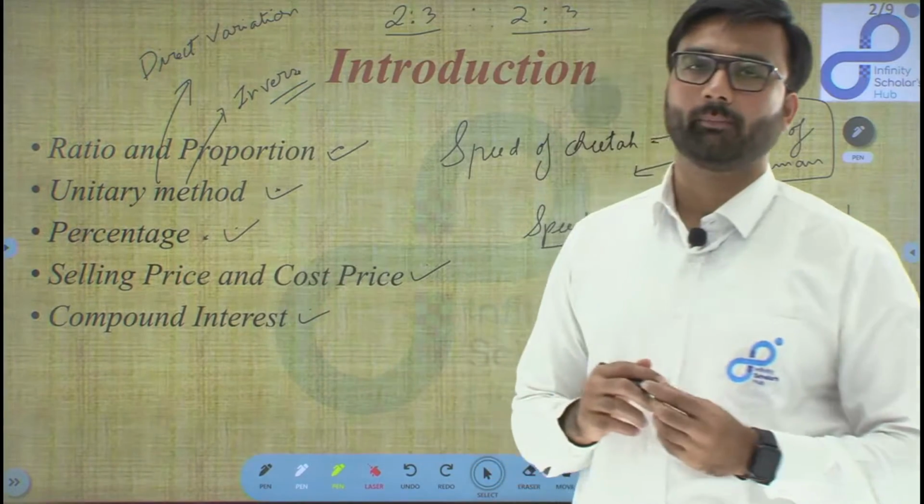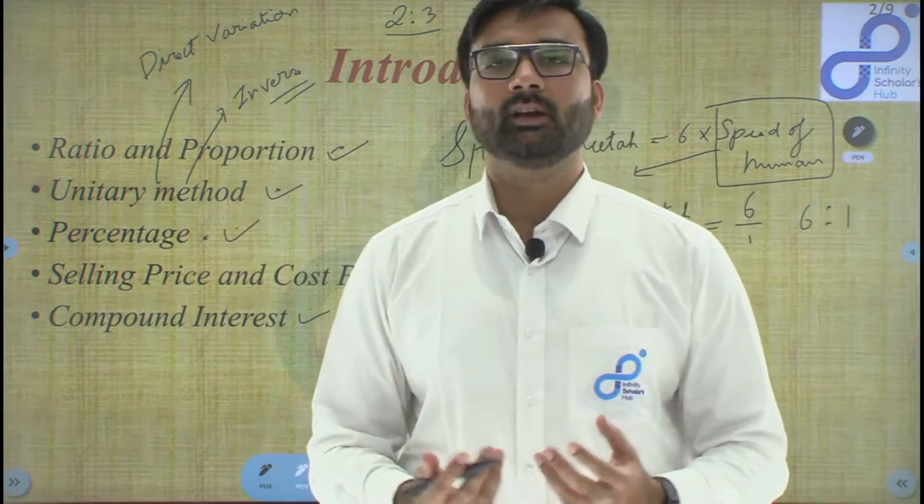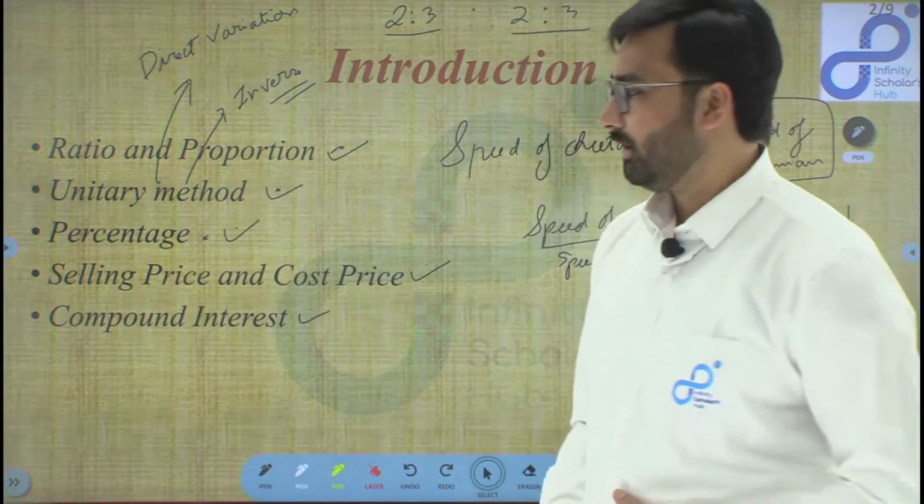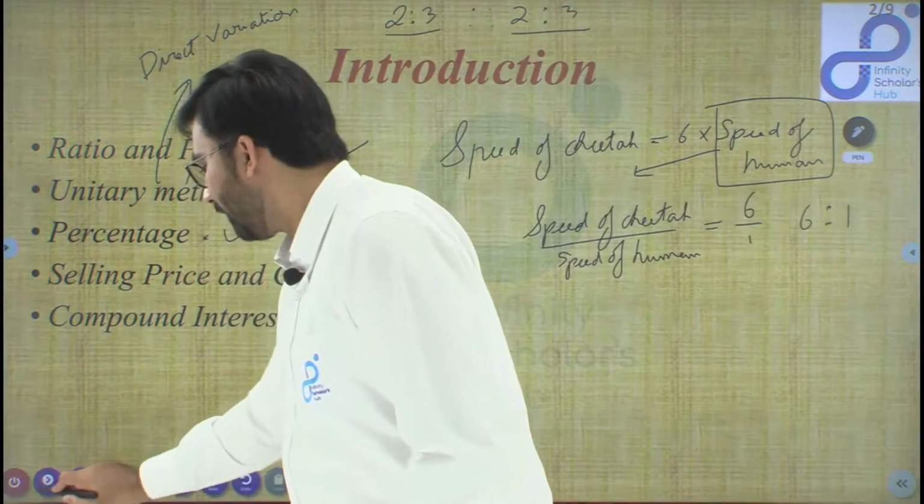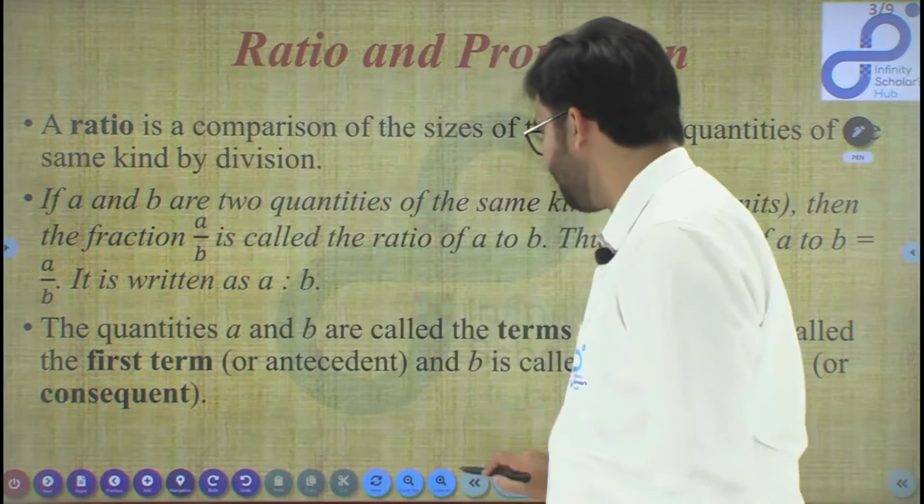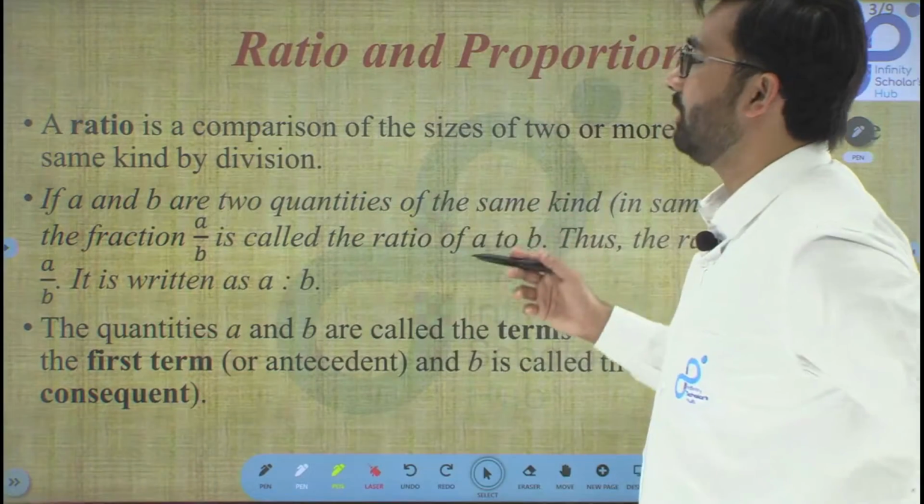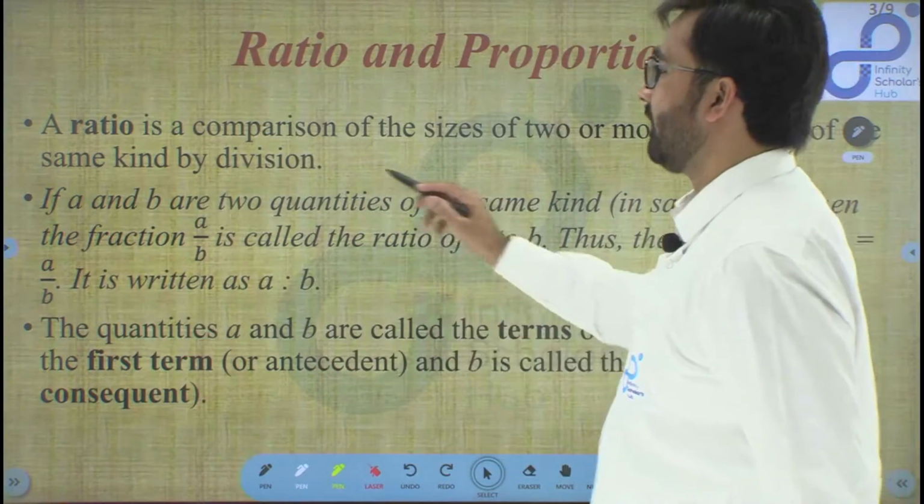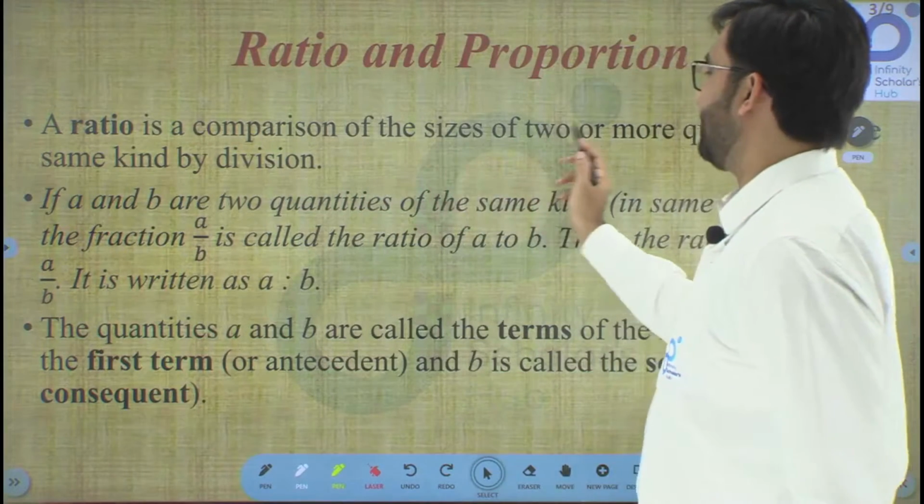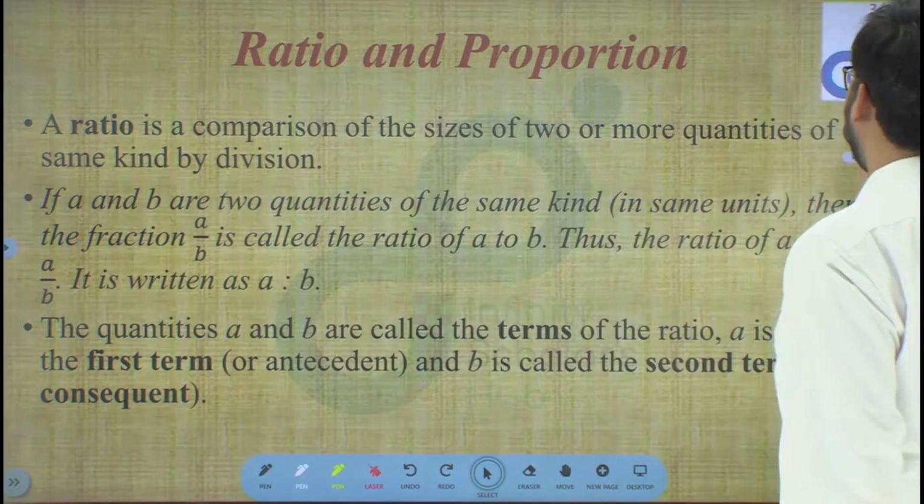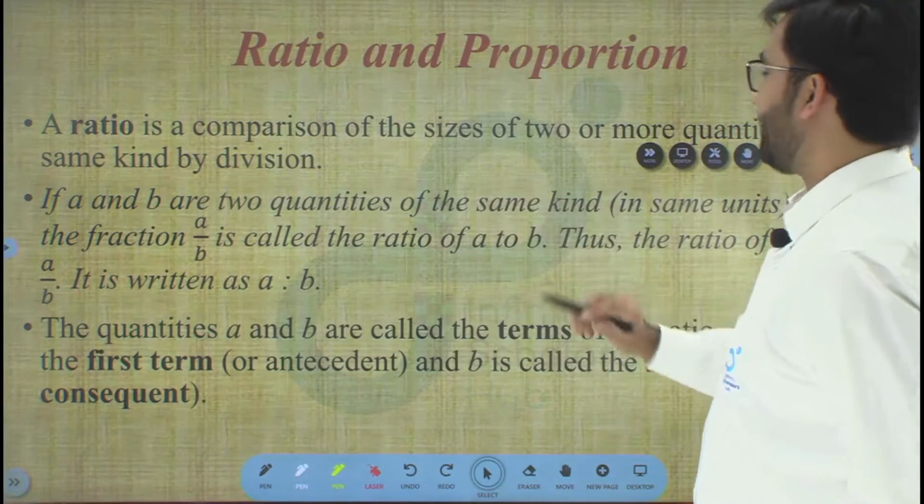And finally we have compound interest. We have studied simple interest in our lower grades. We will study compound interest. Going on to the next slide now. See, basically we will read out a few important things about ratio. So ratio is a comparison of sizes of 2 or more quantities of the same kind by division.